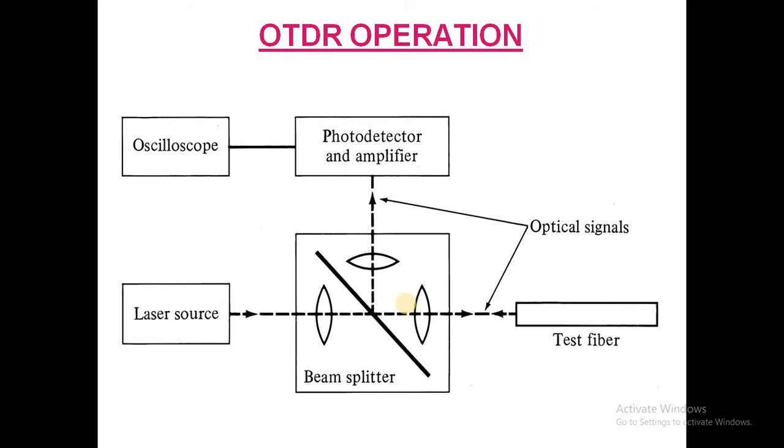This is the OTDR operation. The oscilloscope is there, then the photodetector and the amplifier. Then the laser source is there, and we send its light through the prism into the test fiber, and it will be backscattered and go again through the photodetector. The photodetector converts the light waves into electrical signals, which are measured on the oscilloscope. In that way we find out where the optical fiber is faulty or not. So that is the block diagram.